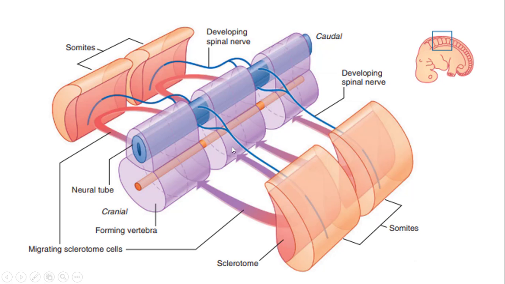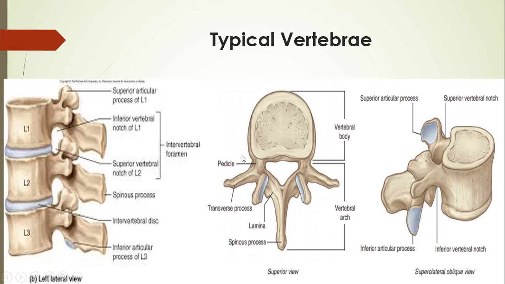The upper half is derived from the inferior or caudal parts of the somites above, and the inferior half is derived from the cranial part or superior part of the somites below. And the spinal nerves develop also segmentally, and they pass between the forming vertebrae in here, between the forming vertebrae. Now let's talk about the typical vertebrae.